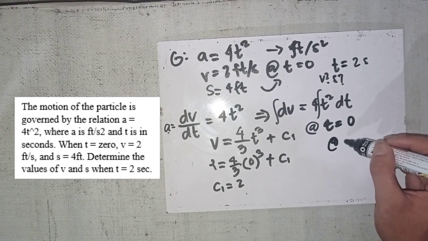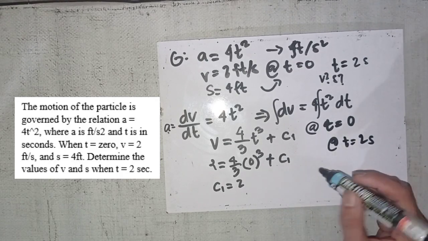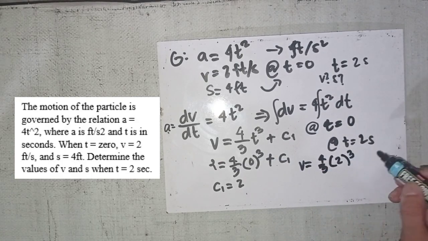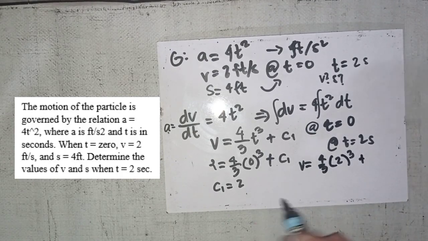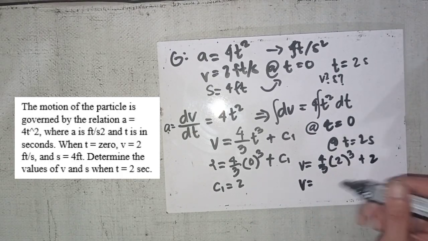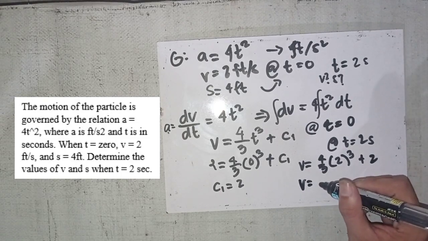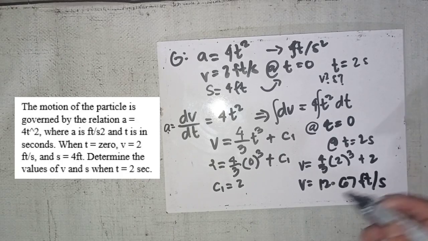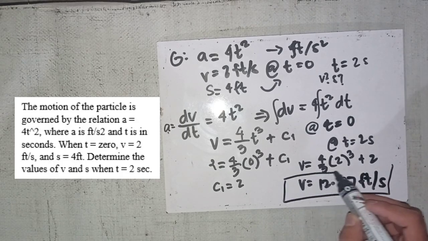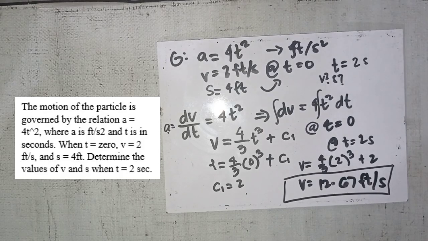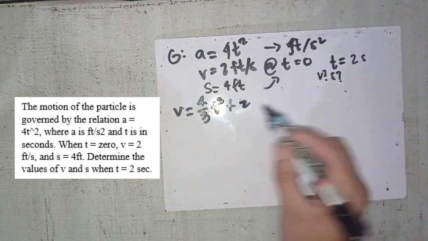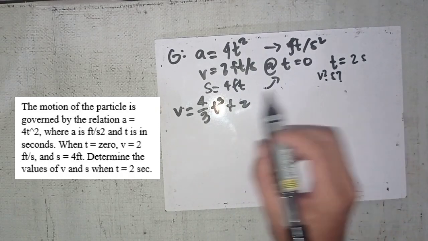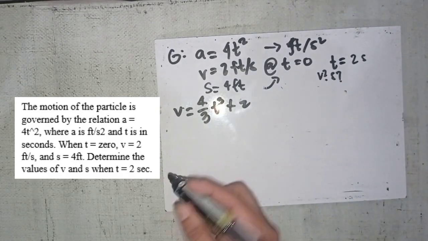So at 2 seconds, our velocity v is equal to 4 over 3 times 2 raised to 3, which is equal to 8, plus the constant 2. If we compute this, we will have an answer of 12.67 feet per second. So this is the velocity at time 2 seconds. Next, we need to find the distance of the particle from its origin at 2 seconds.